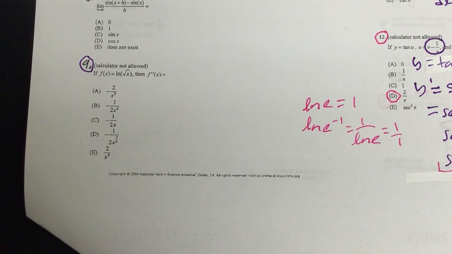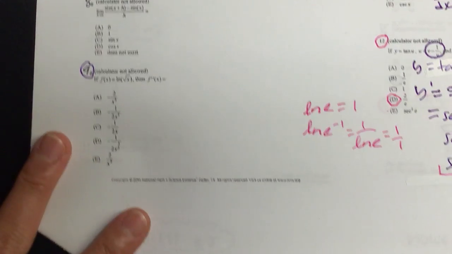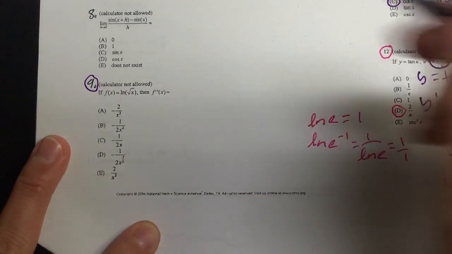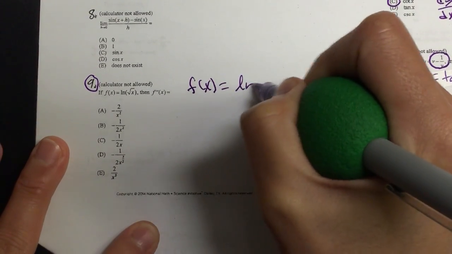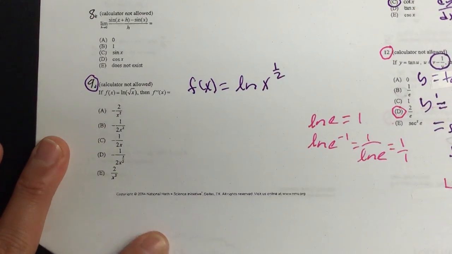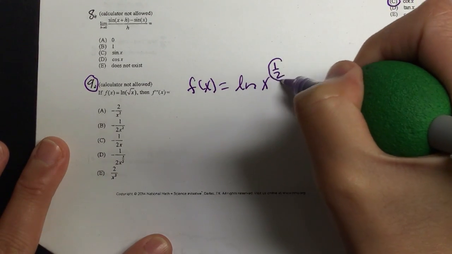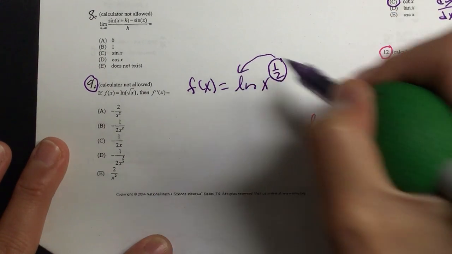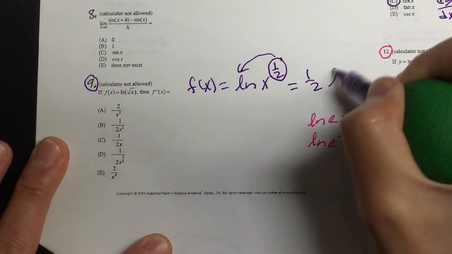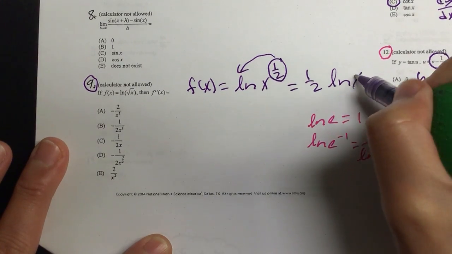Calculator not allowed. f of x is equal to natural log of square root of x, then f double prime of x is equal to. So let's rewrite this as the following. We have f of x is equal to natural log of x to the 1/2. What was the rule when we had a power inside the natural log? We can bring it to the front. So when I do, I get 1/2 natural log of x.